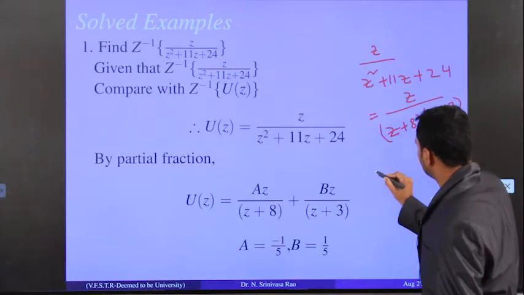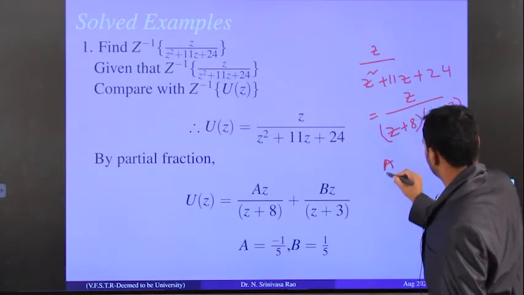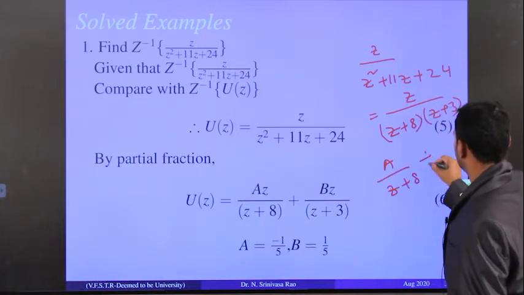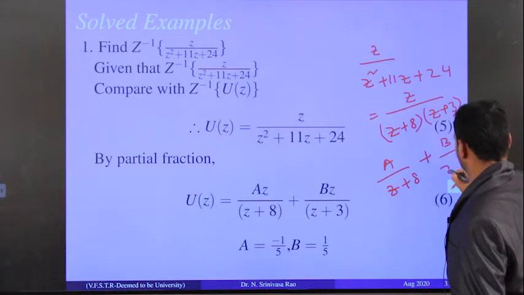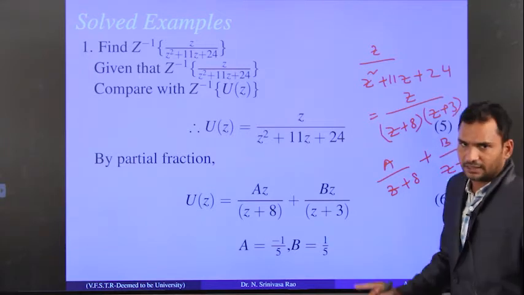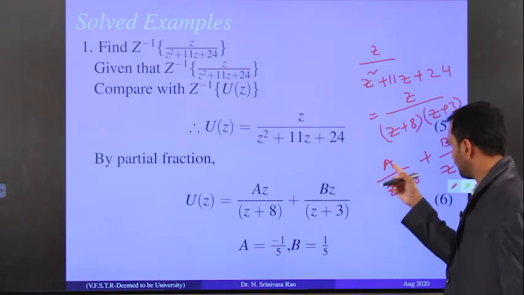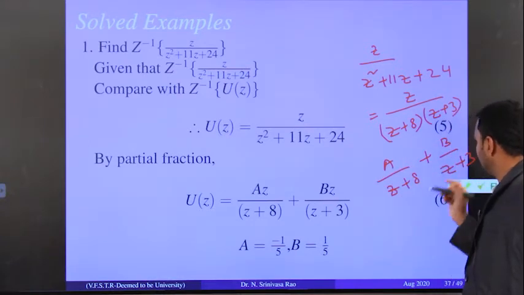But in general, what are the partial fractions for this? It is A by z plus 8 plus B by z plus 3. Okay, so everybody remember here, a very important point: in general the partial fractions is A by z plus 8 plus B by z plus 3.